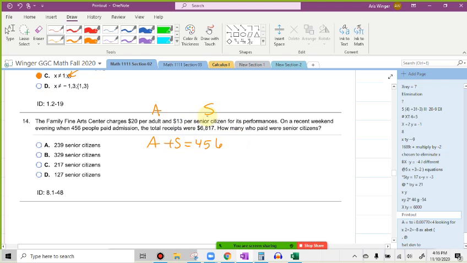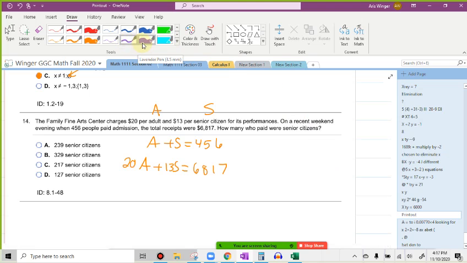Right, so I have two things here that I don't know. I need two equations. Here's one. Where's the other one? The other one involves some money. $20 for all the adults, $13 for the seniors. Here are your two equations. Eliminate.